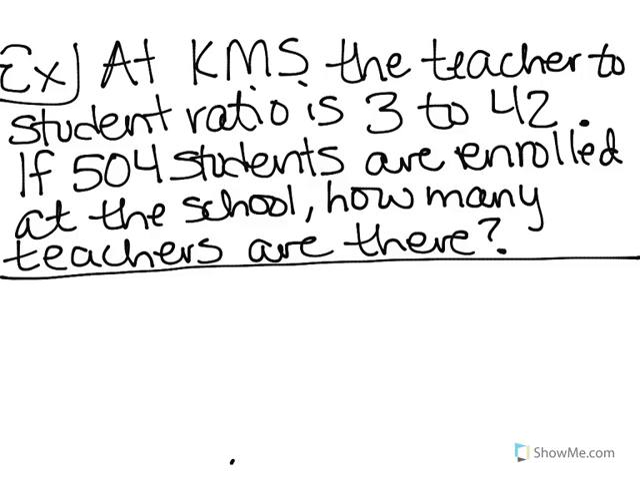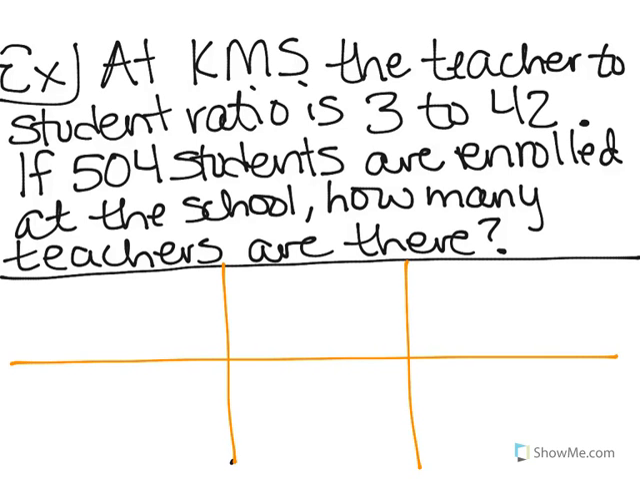Okay, so here's an example problem. At King Middle School, the teacher-to-student ratio is 3 to 42. If there are 504 students that are enrolled at the school, how many teachers are there? Okay, so if we do step 1, and that is to draw an H chart. So I'm going to draw what we call an H chart. It's going to help us label our parts.